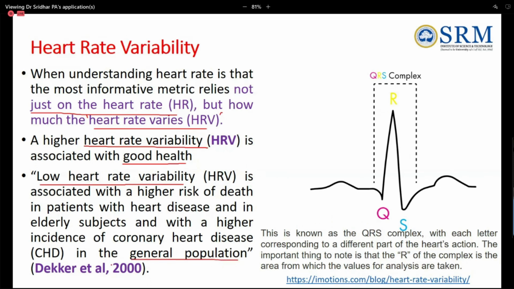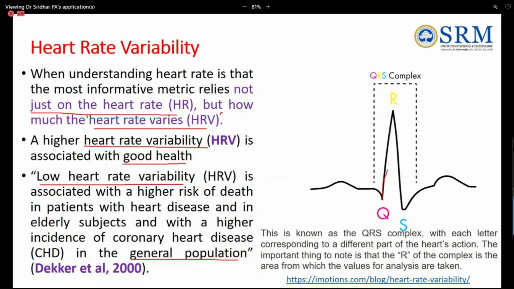Sorry, in 2000. In the last 2 decades, they started to work on heart rate variability based on how we can link it to the physiological condition. So we know what their main focus is. They looked into the QRS complex.